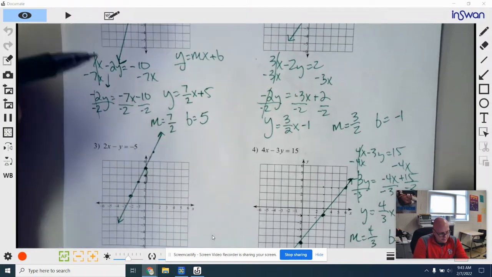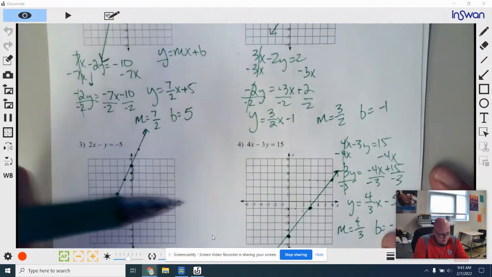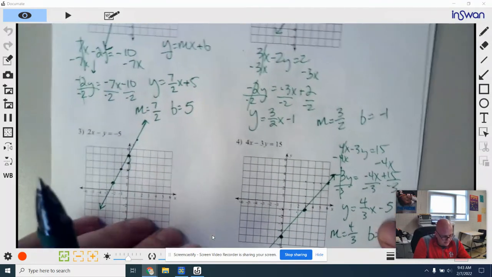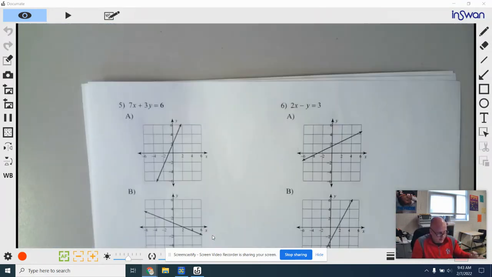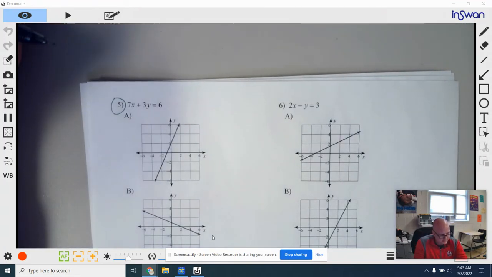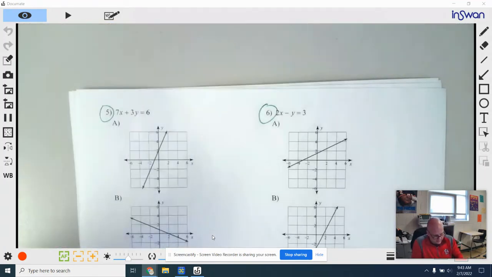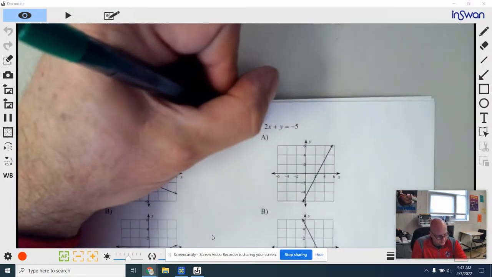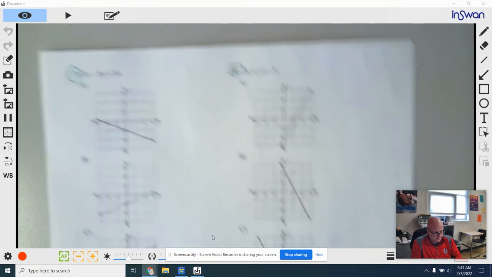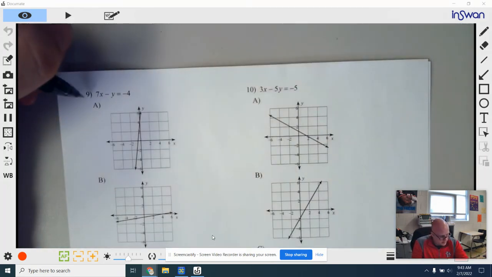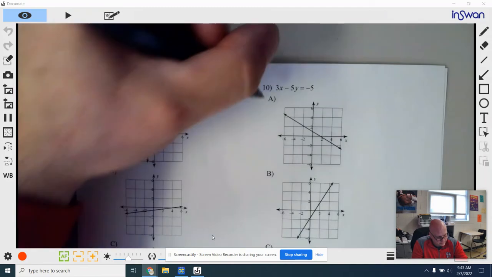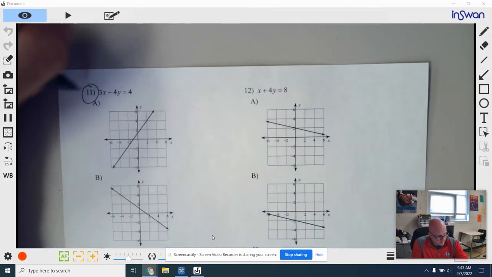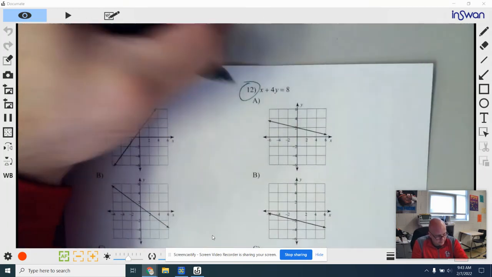Okay, now when you guys graph some on your own, you are going to have some negative slopes. So remember, negative slopes will be going in the other direction. It just so happened all these examples ended up being positive slopes. All right, you guys go ahead and do number 5, number 6, number 7, number 8, number 9, number 10, number 11, and number 12.